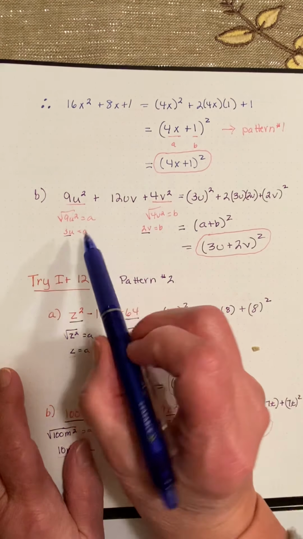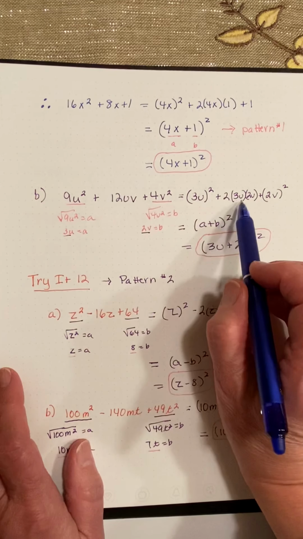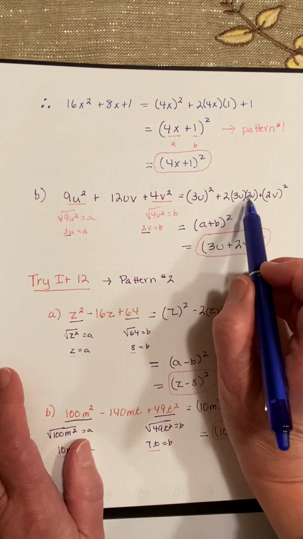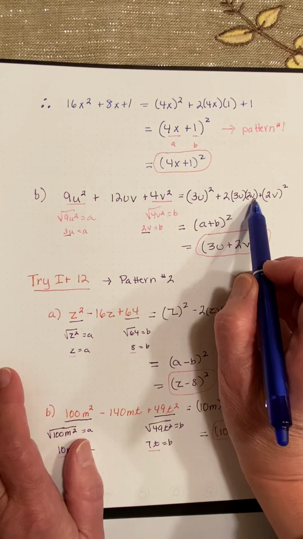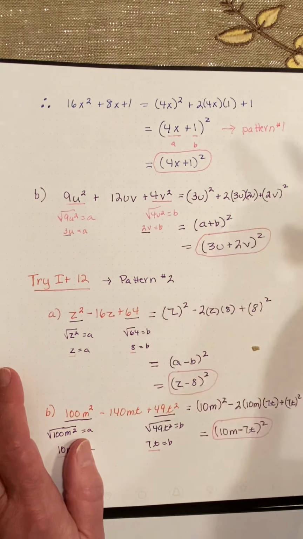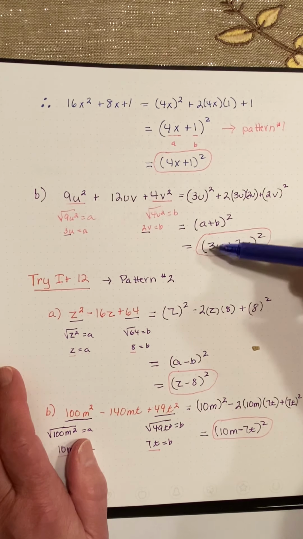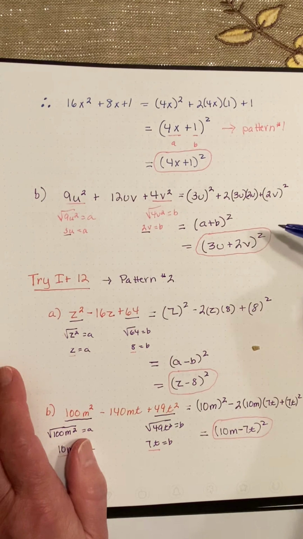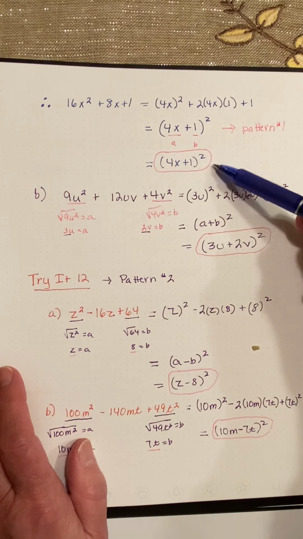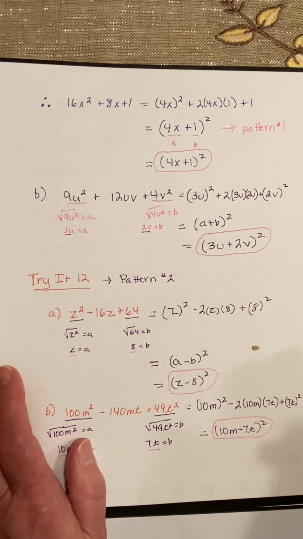So my a is 3u. My b is 2v, and I plug that in the middle: 2 times 3u times 2v. I'm going to go straight to the (a plus b) squared because that's what I need. So I have my a, 3u, plus my b, 2v, squared. I go straight to this pattern, pattern number 1.